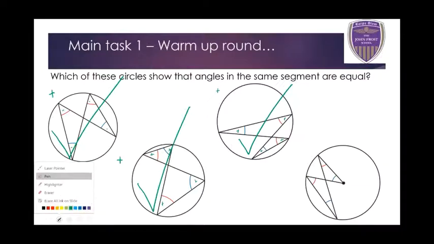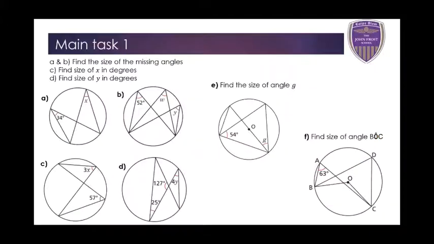And the last one, we're touching the edge of the circle at 3 points, but the 4th point is actually in the center of the circle. It's not going to the edge of the circle, okay? So for that reason alone, we can't use the rule on this circle, okay? So that was the warm-up. Let's have a look at the main task.